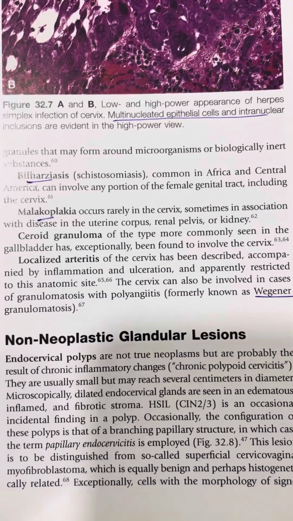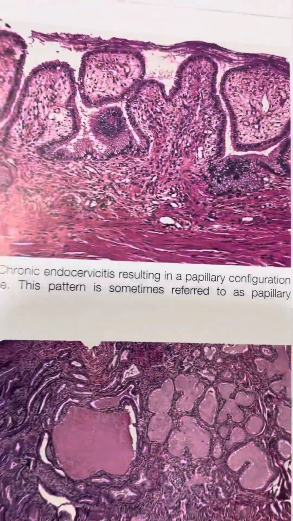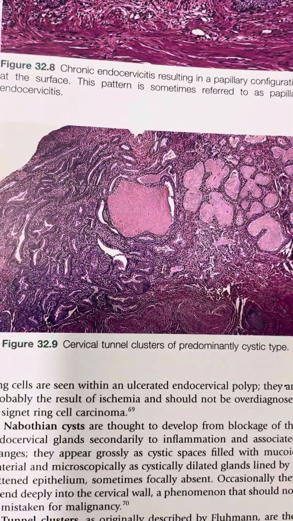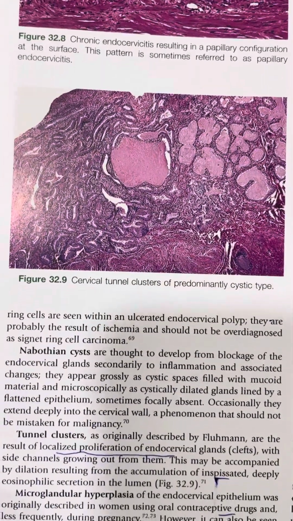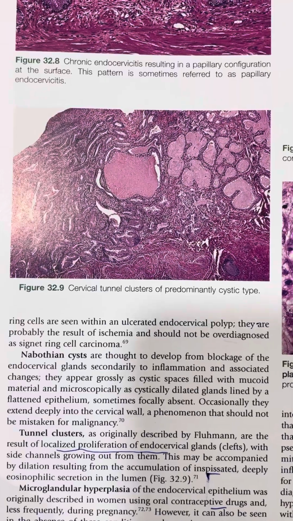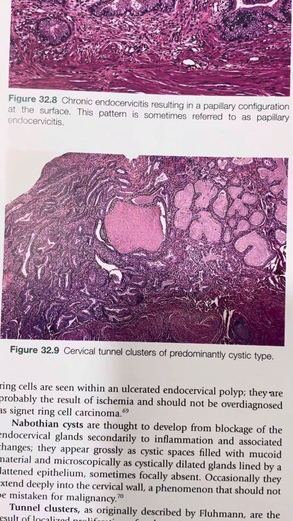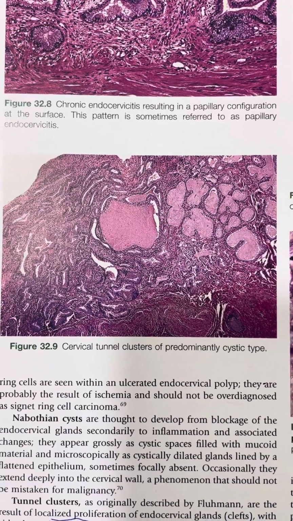Then the non-neoplastic glandular lesions: we have the endocervical polyps, which is nothing but the papillary architecture of the endocervical glands, called papillary endocervicitis. Next, the important one is the cervical tunnel clusters of the cystic type. Tunnel clusters are nothing but benign endocervical glands which are cystically dilated, something like Nabothian cyst. But there will not be any inflammation. There will be only dilated branching glands with secretions inside.